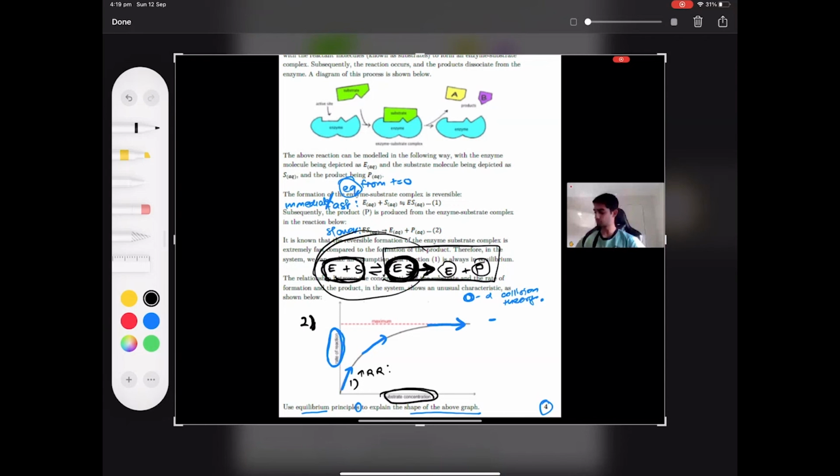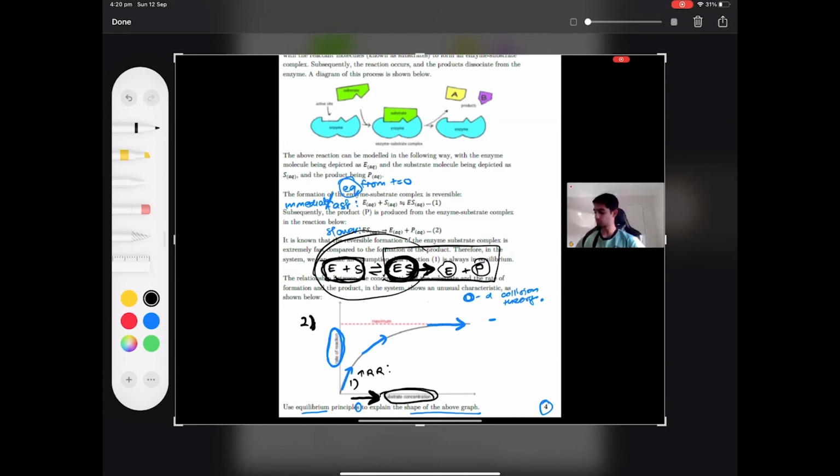For sure. I guess the first thing I would mention would be talking about ES particles colliding to form E and P, and that's why there's a high rate of reaction. And then I talk about as you further increase substrate concentration, this is going to, through Le Chatelier's principle, shift the first equilibrium to the right, and that's going to increase the molecules of ES.